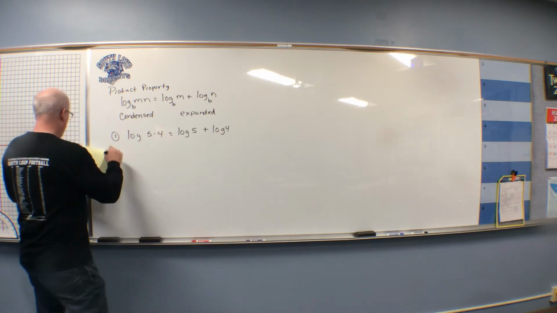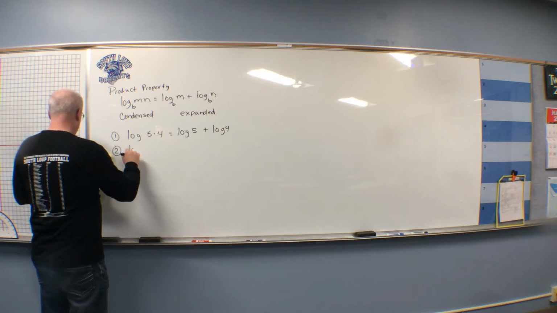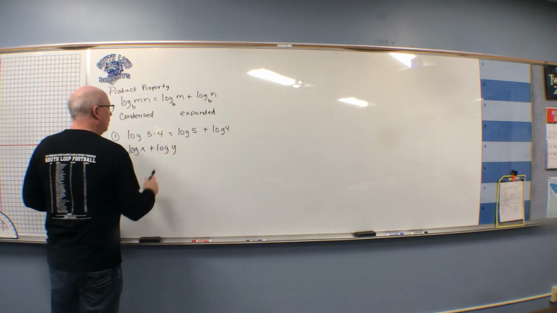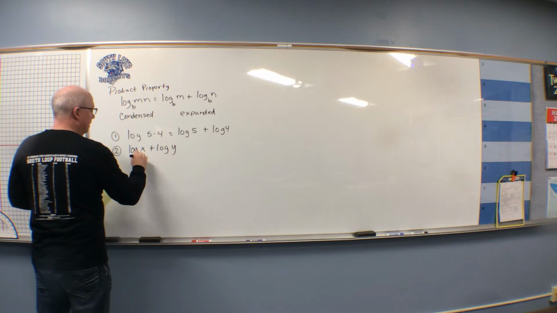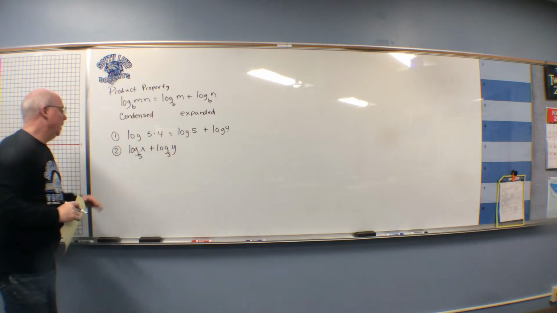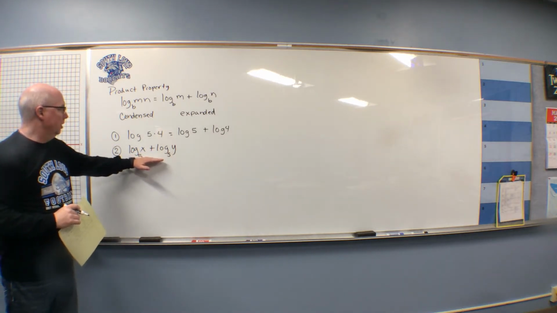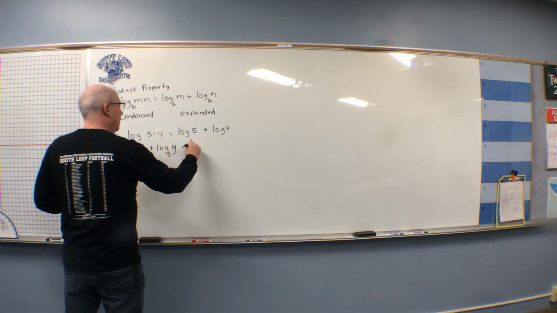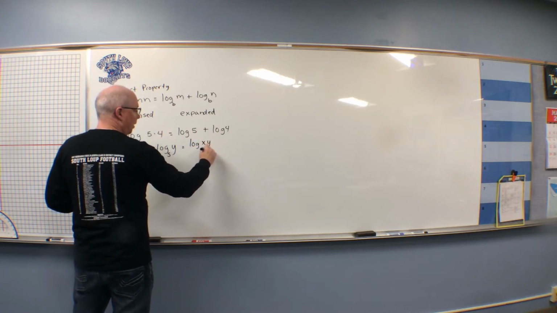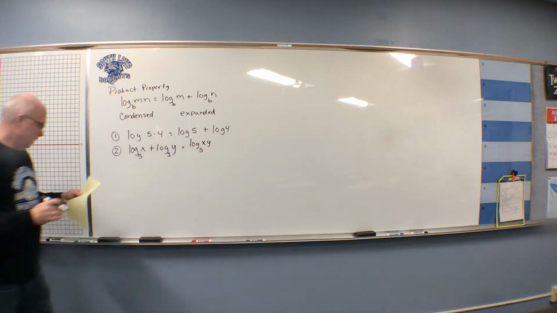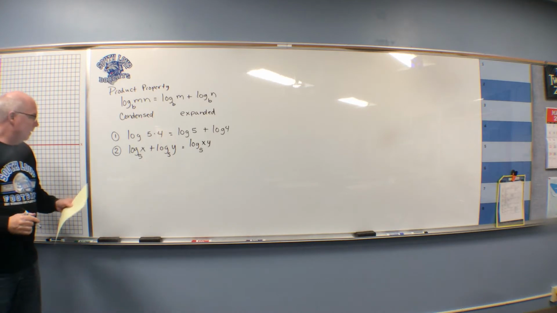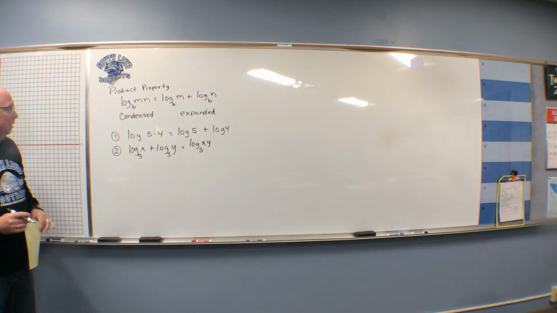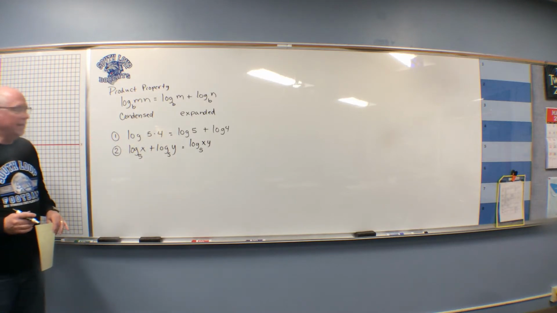I'm going to look at another one here. The log of x plus the log of y, base 5 on both. Now we have what we call the expanded version, and we want to put it into condensed. So we can do the log of x times y, the product of x and y, base 5. And so what this clearly shows us is that we have the product property being used to expand and condense.